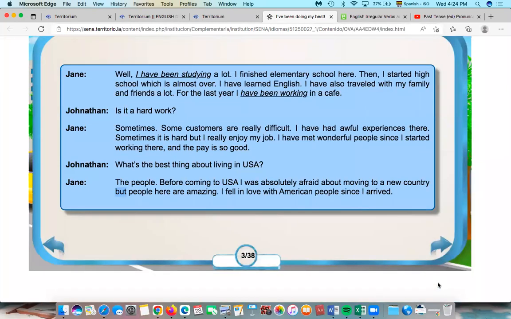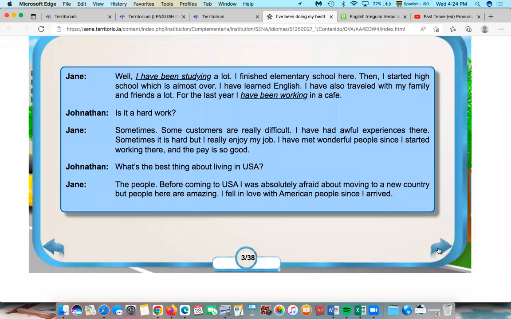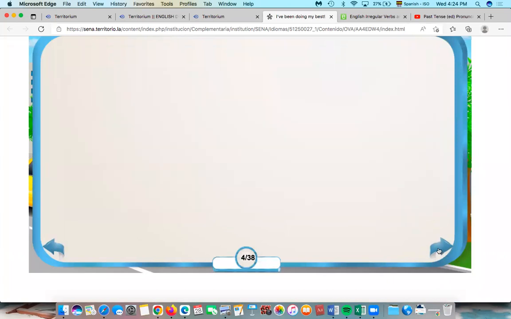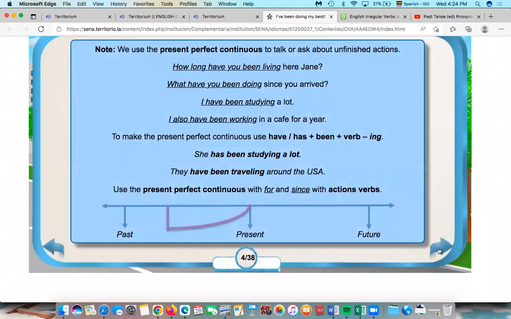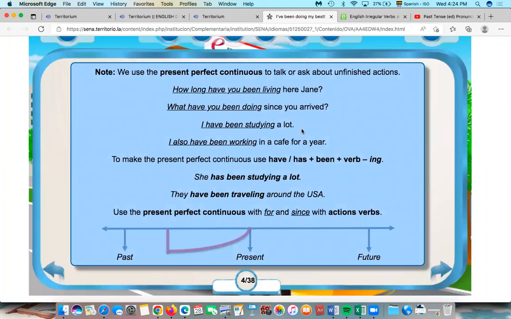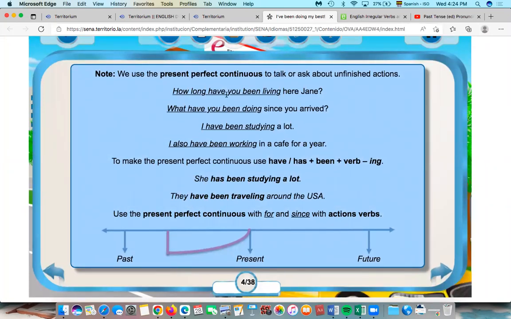Good. So here we continue with this one, and they're going to explain the topics, like when we use this expression to say, how long have you been living here, right? So you can say, how long have you lived? Or you can say, how long have you been living here? It's not that big of a difference, to be honest. We can use one or the other.